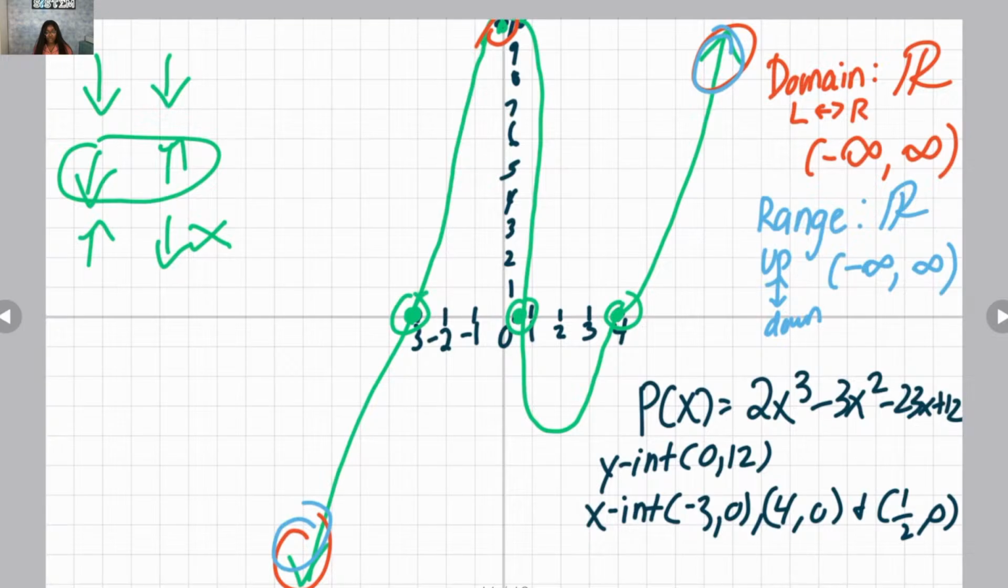The last bit that we touched on here was domain and range. And so domain just talks about what is going on our graph from left to right. How are we moving? How is everything functioning? And we saw that based on the end behavior of our graph, the left and right, we have infinity. The graph goes on and on forever to the left, all the way to a negative infinity. And it also goes all the way to the right as well with a positive infinity.